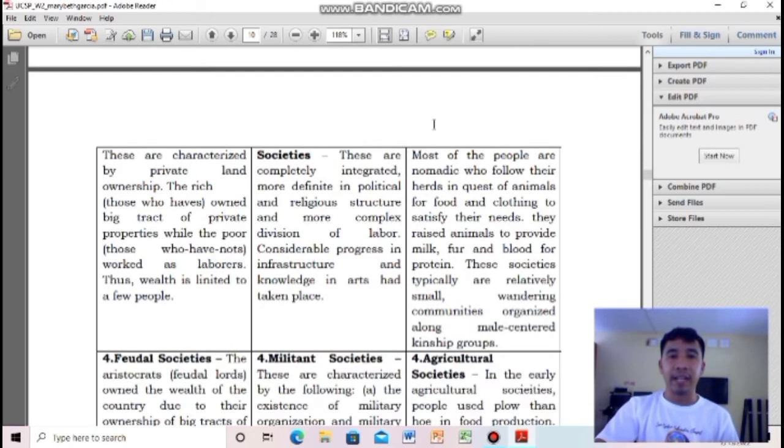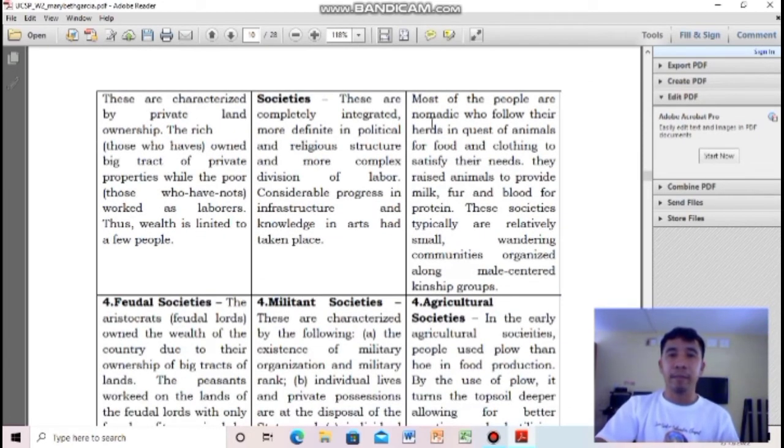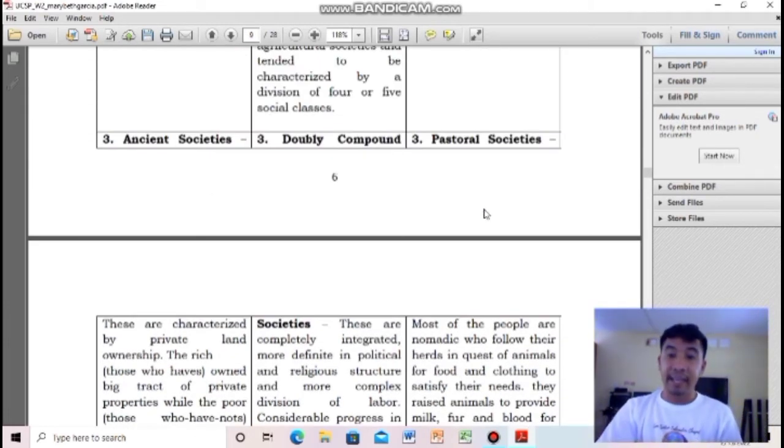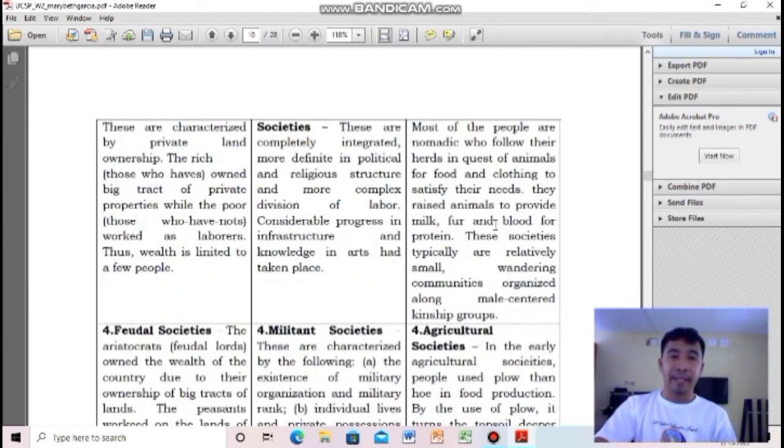Next is pastoral societies. Most of the people are nomadic, from the word pastoral, no, mga pastol, who follow their herds in quest for animals, for food, and clothing to satisfy their needs. They raise animals to provide milk, fur, and blood for protein. Example ni ang mga manog, alaga nga karnero. So usually sa pastoral societies, nagapanlugayawan na sila depende kung diin ang may mga dabo nga hilamon nga kan-on sang ilang mga kasapatan.